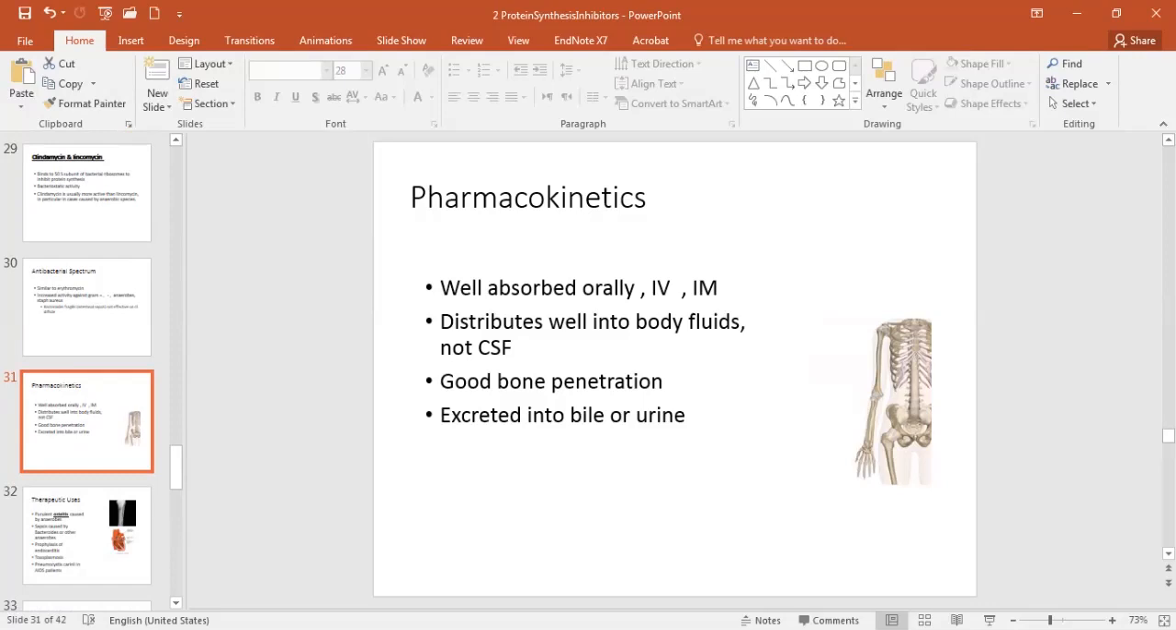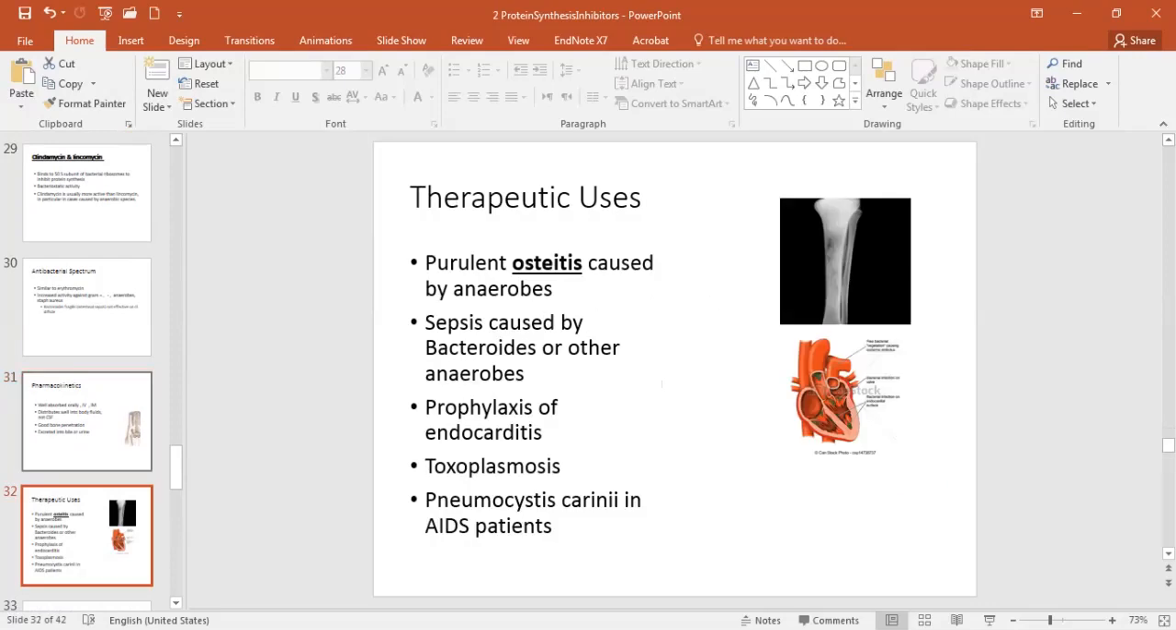Also the bones, meaning they are among the few antibiotics that can cross or penetrate the bone well. They are excreted into bile and urine. Therapeutic uses.